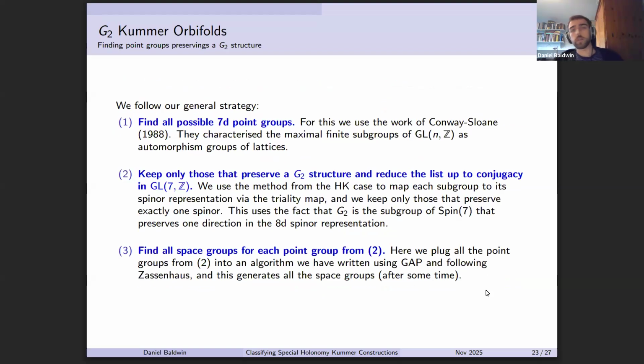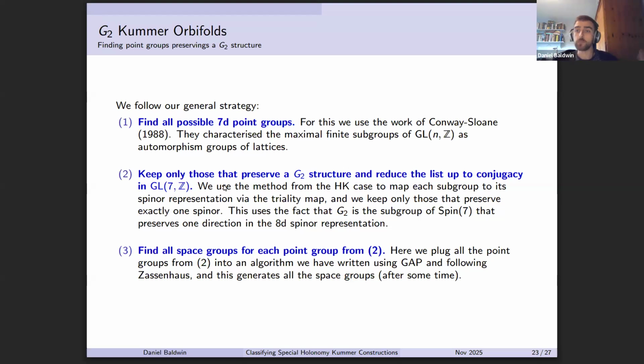Okay, so to classify all G2 Kummer orbifolds, we followed our general strategy. To start, we want to find all possible 7D point groups. And again, we used the work of Conway and Sloane that I mentioned before to get all of the possibilities.